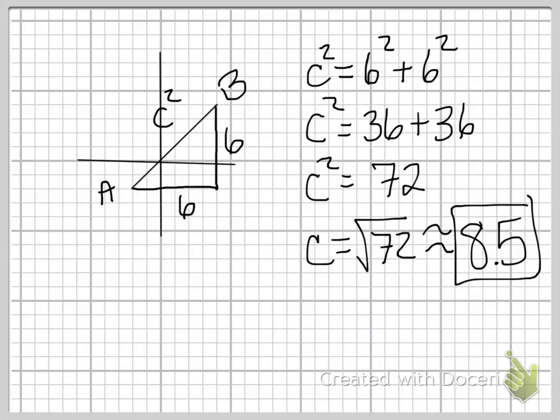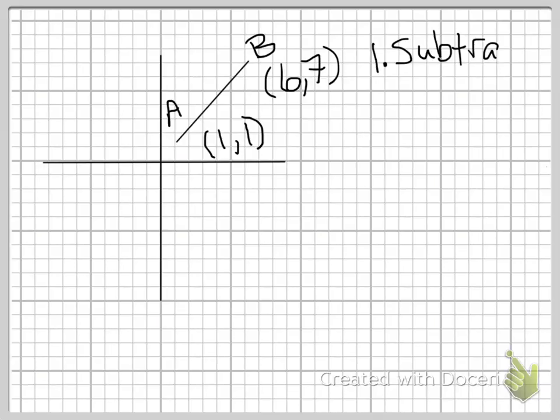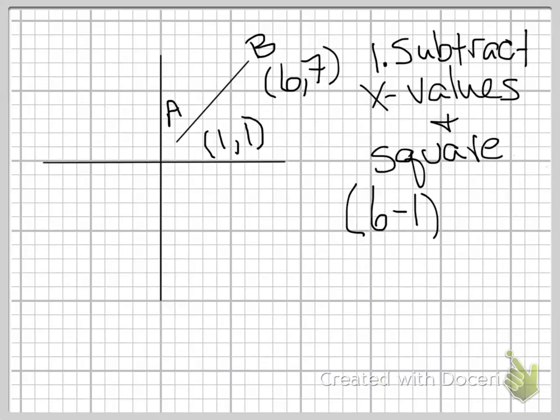All right, so we've been doing that. But now we're going to make it a little bit easier. We're going to use what's called the distance formula. It's derived from the Pythagorean theorem, but it's a little bit easier to use. So let's say we have 2 points, A and B, and A is at 1, 1, and B is at 6, 7. The first thing you're going to do is subtract the x values and square it. So in this case, we're going to have 6 minus 1 squared, which is 5 squared, or 25.